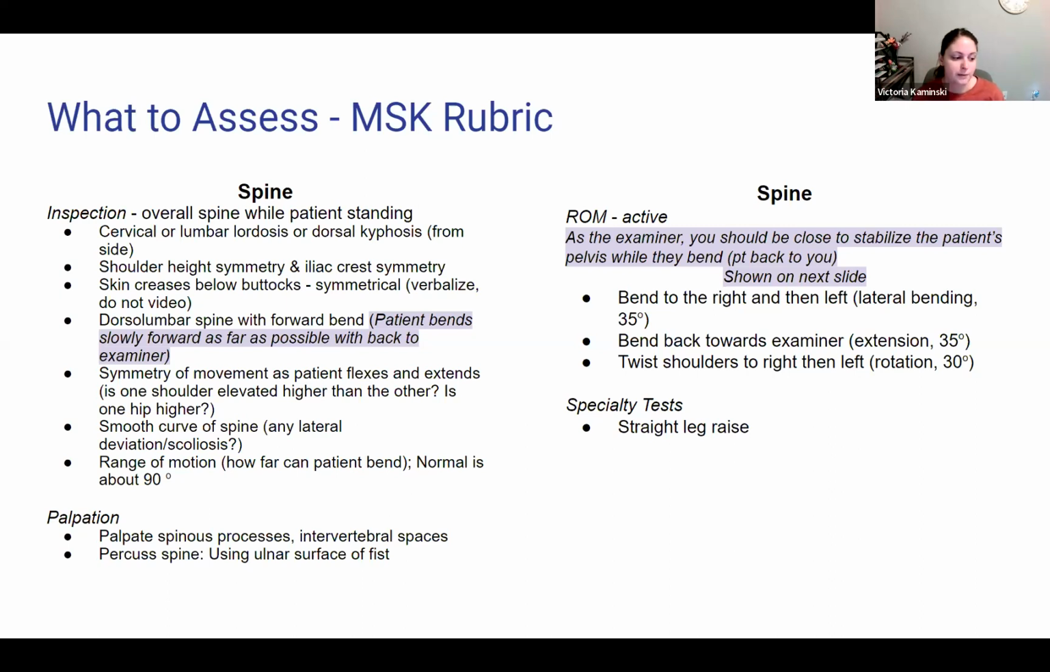With palpation, we're palpating over the spinous process and the intervertebral spaces. You're going to also percuss over the spine. So remember how we do percussion using the ulnar surface of your fist.